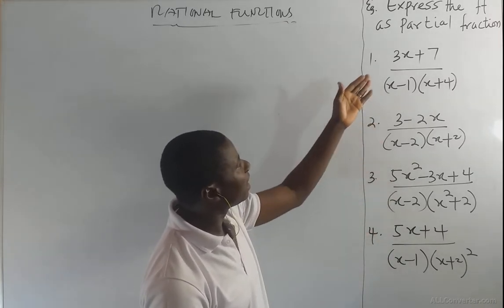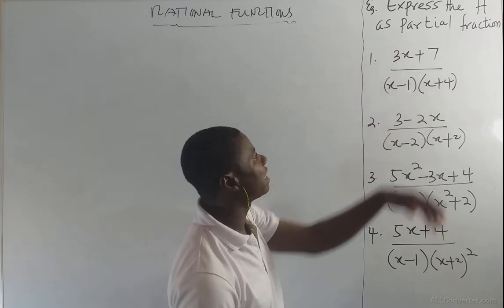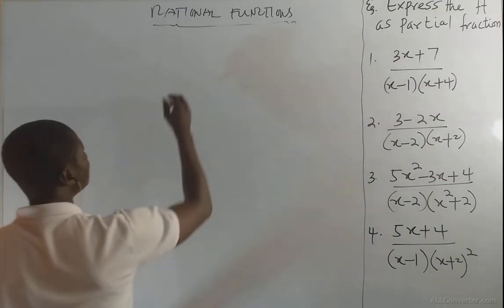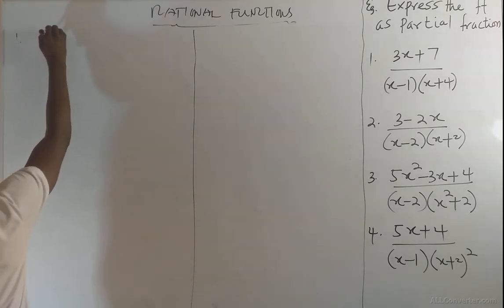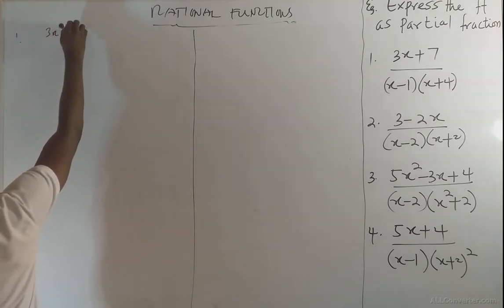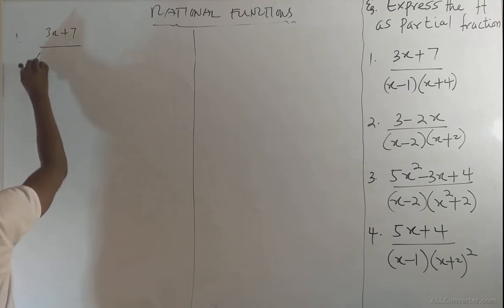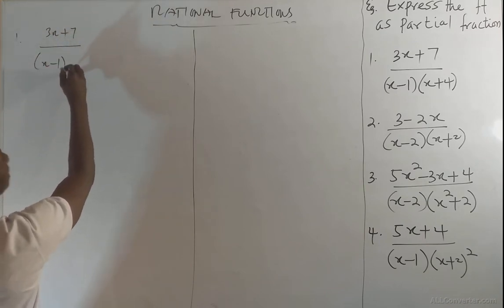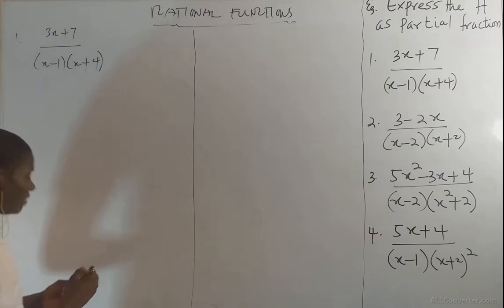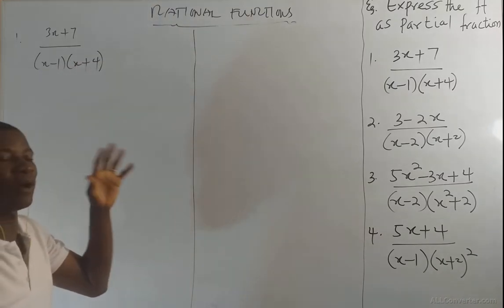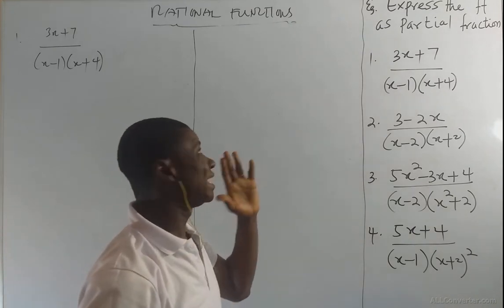We are asked to express the following as partial fractions. So let's see how best we can solve these problems. The first question, we are given 3x plus 7 over x minus 1, then x plus 4. So what we do is, when we are given the question, you check whether it is proper or improper.